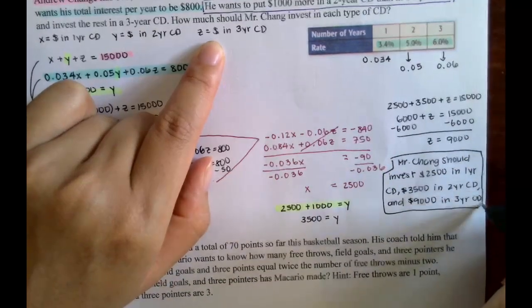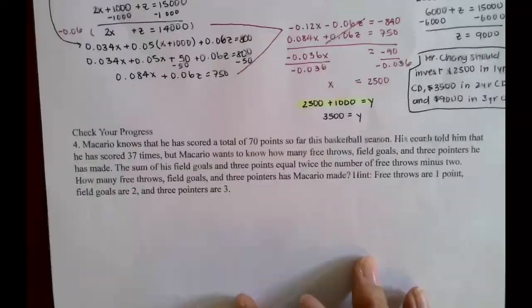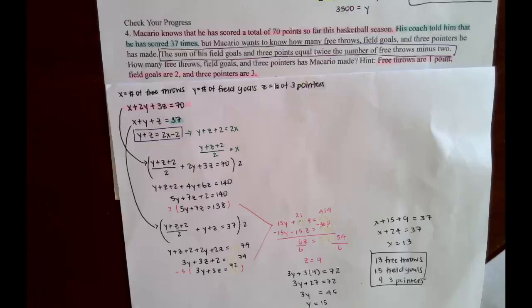Okay, you're going to do the last one here, and then check your answer. Okay, you should have gotten 13 free throws, 15 field goals, and 9 3-pointers. If you got it right, you can get started on the homework. If not, here is your explanation.